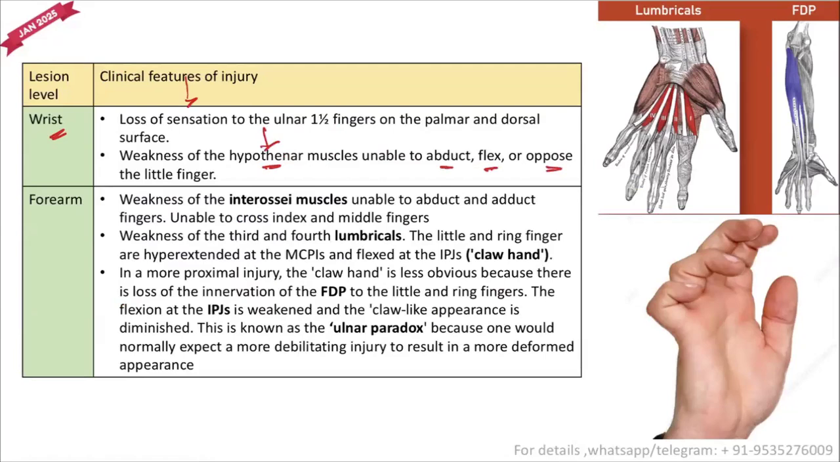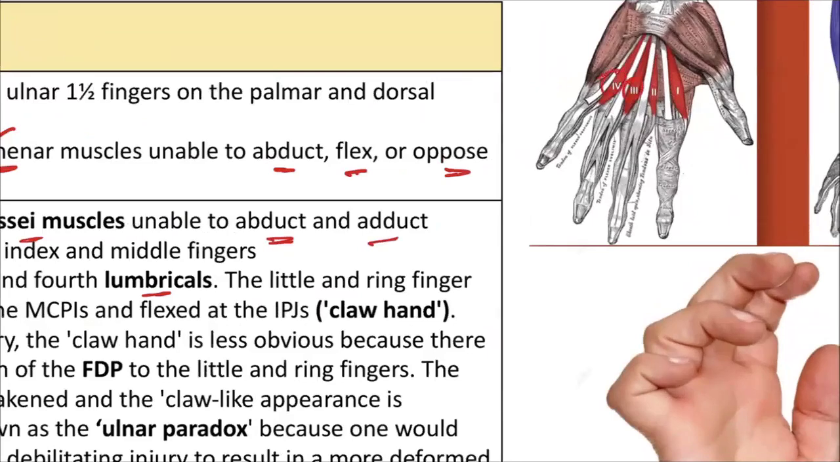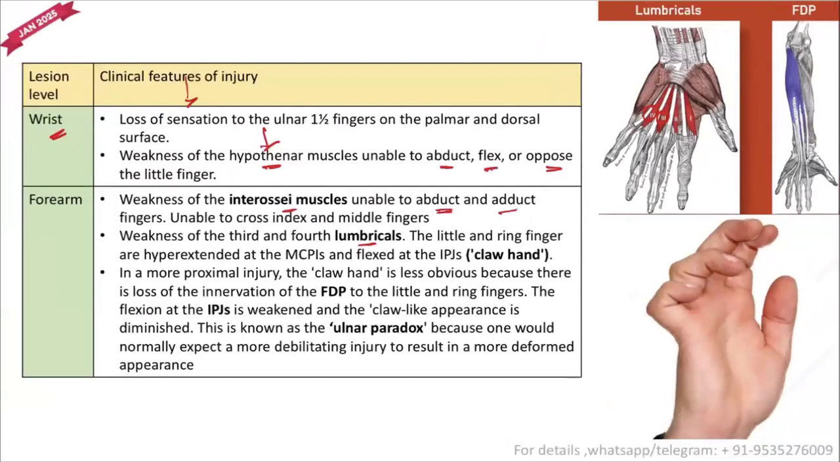Next, weakness of the interosseous muscles will result in being unable to abduct or adduct all the fingers. Lumbricals: the ulnar nerve just supplies the third and fourth lumbricals, which is what you need to remember. Because it supplies only the third and fourth lumbricals, the little finger and the ring finger, there is extension at this joint, the metacarpophalangeal joint.